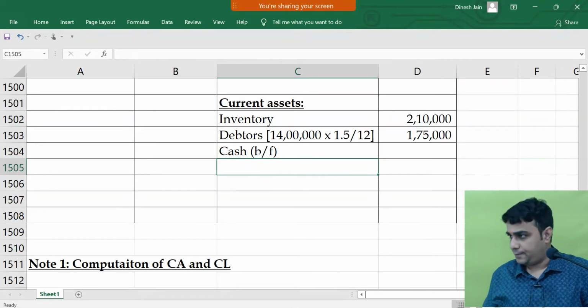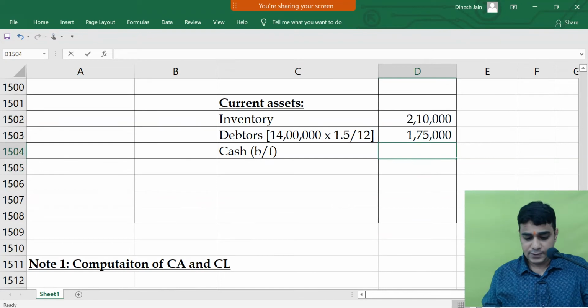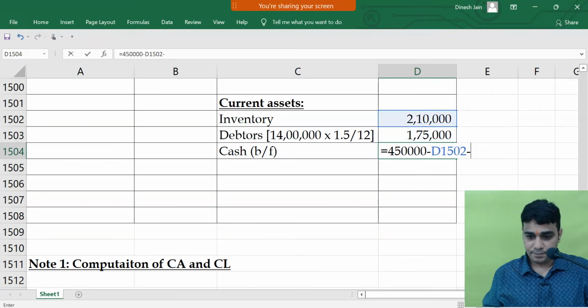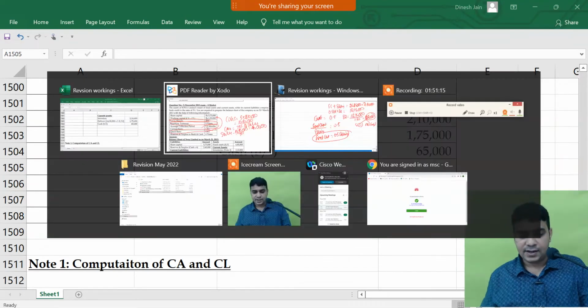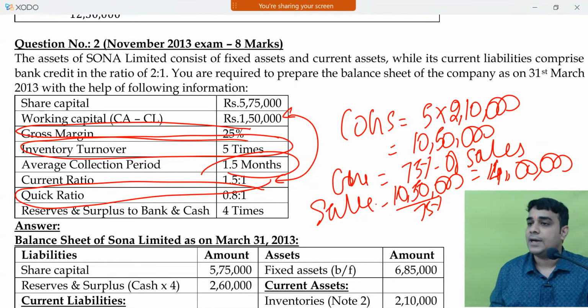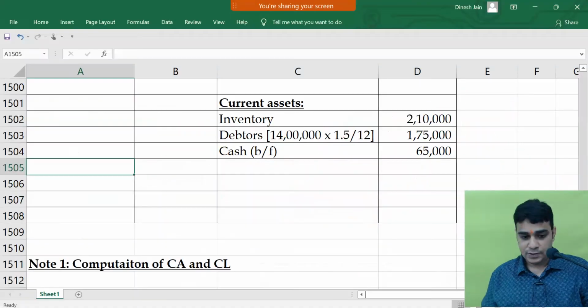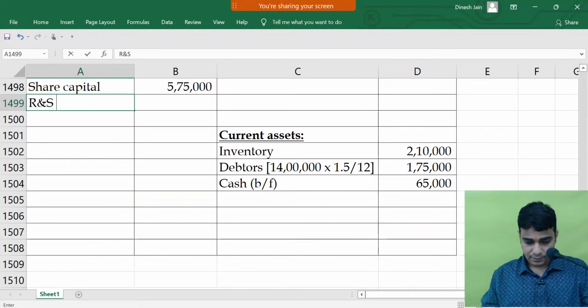Current assets was 4 lakh 50. So in that 4 lakh 50, I got this as 65,000. Cash is 65,000. Somewhere there is a relationship between cash and reserves and surplus. They mentioned reserves and surplus to bank and cash is 4 times. So reserves and surplus is 65,000 into 4.